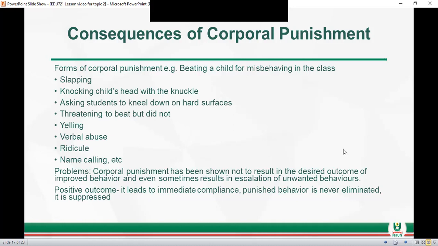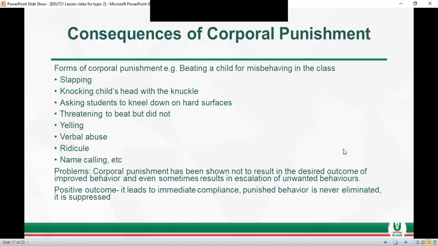Yelling, verbal abuse, ridicule, name calling, you are an idiot, you are a dog, you don't know anything. These are all forms of corporal punishment. And there are many problems. Research has shown that there are many problems associated with the use of corporal punishment.